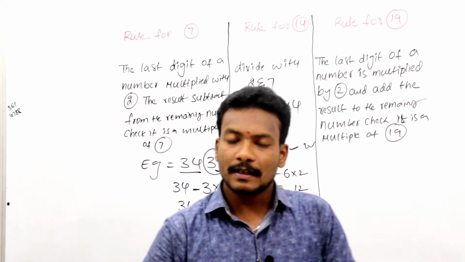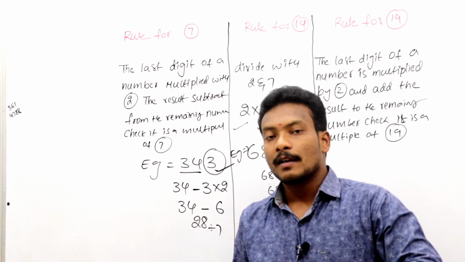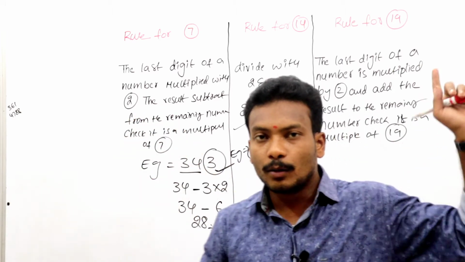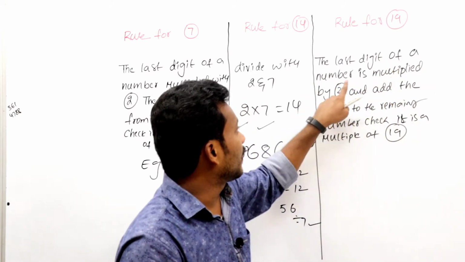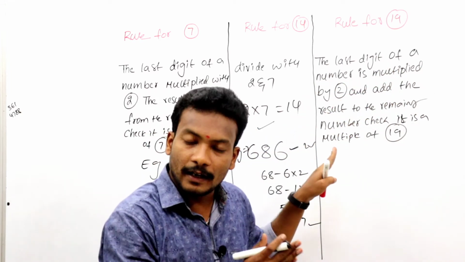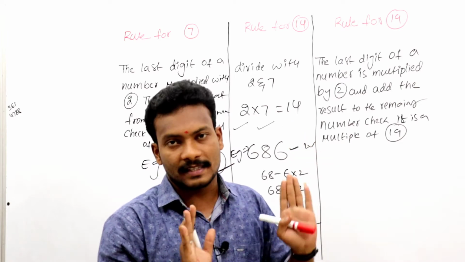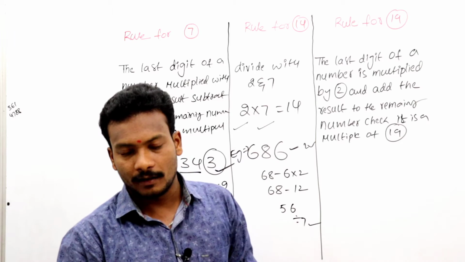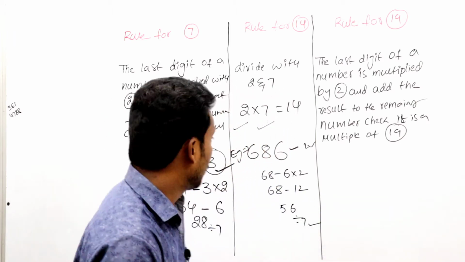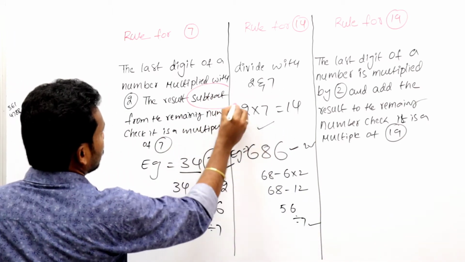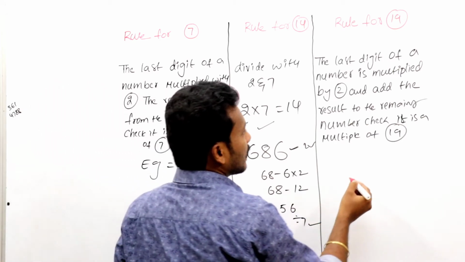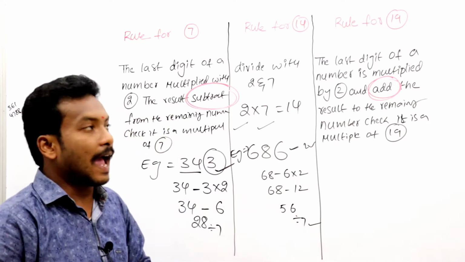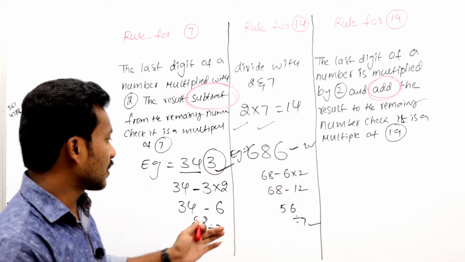What is the rule for 7? We have to multiply the last digit with 2 and subtract the resultant. The last digit of a number is multiplied by 2, and the resultant is subtracted from the remaining number. Here it is subtracted. Here the resultant must be added. Here it is subtracted.